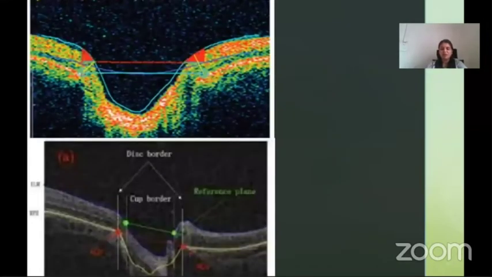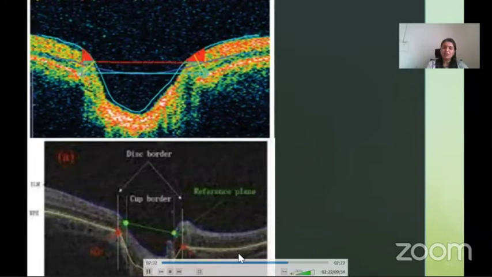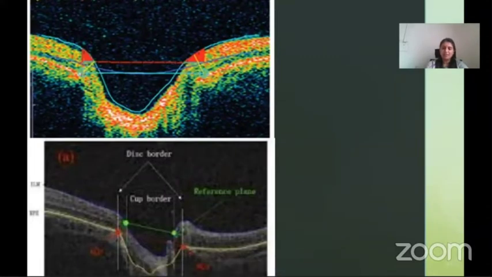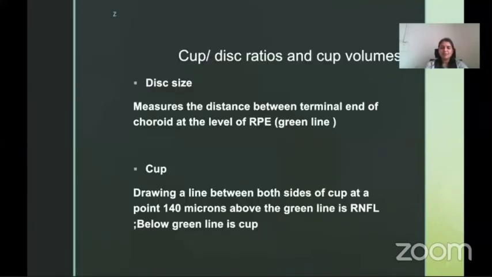Before coming to zones, we need to know something about optic nerve head OCT. This is the printout, the OCT of the optic nerve head, wherein the green line seen there tells us the size of the optic nerve head, which is from one end of Bruch's to the other end of Bruch's, or the termination of the choroid. A line drawn 140 micrometers above this from either side will give you the cup value. Anything above this is your RNFL, anything below this is your cup.